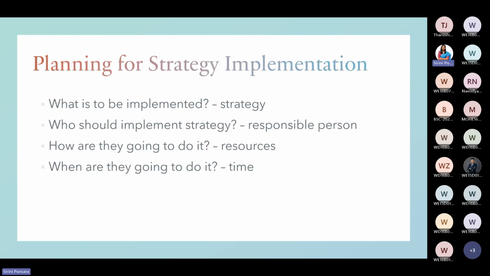Then the final part is this. When we are going to implement a strategy, we have to answer 4 questions. First one is what is to be implemented. That means what is the strategy that we have selected. Then who should do the implementation? That means who is the responsible person. It can be one person or it can be a team. Then how are they going to do it? That means what are the resources needed, what are the capabilities and skills needed. And also when they are going to do it, that means the time. So we have to identify these 4 when we do the implementation.